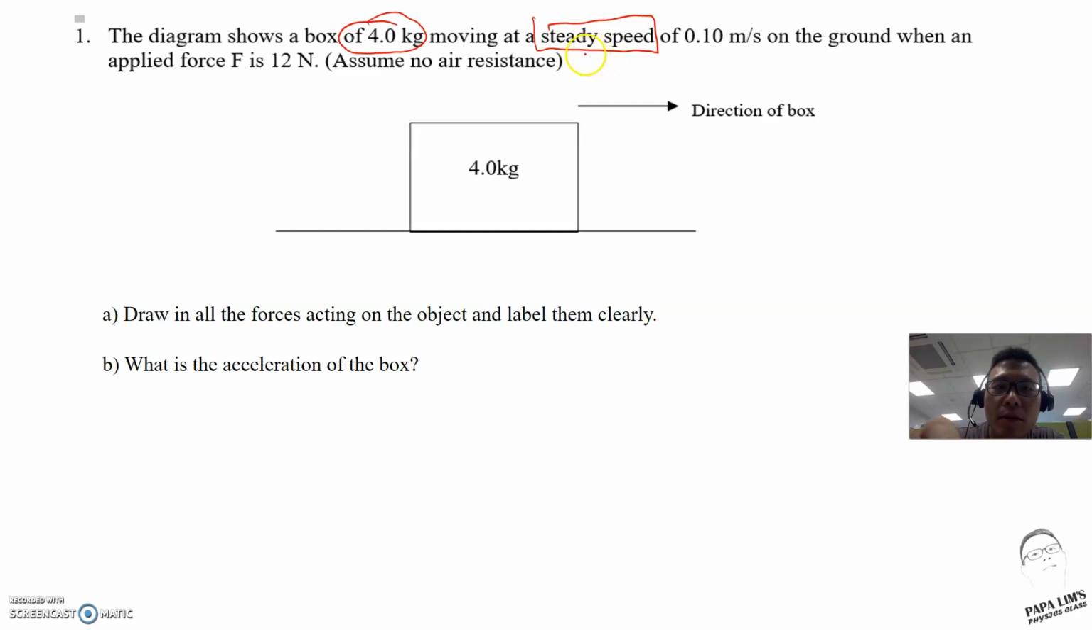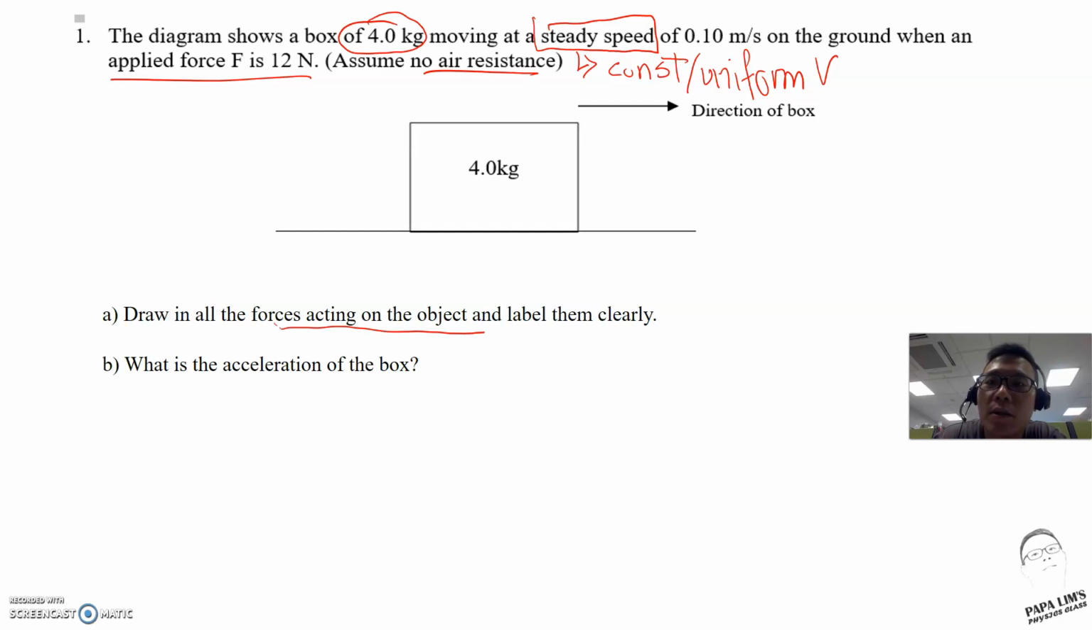Steady speed is equivalent to what we know as a constant speed, or sometimes we say a uniform speed. The applied force is 12 Newton, and there's no air resistance. For the first part of the question, draw the forces acting on the object. This is what we call a free body diagram.